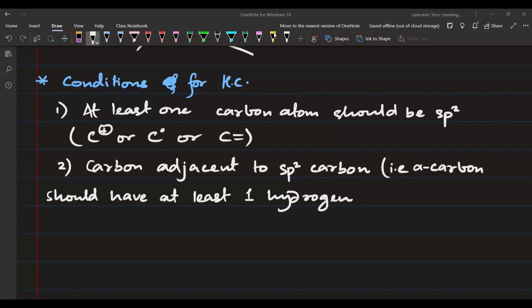First condition: one of these things should be present, C positive, or C radical, or C double bond. The other thing is that it should have an adjacent carbon. That means there should be an alpha carbon, and that alpha carbon should have hydrogen. Got this? Yes or no? Please tell me, guys.